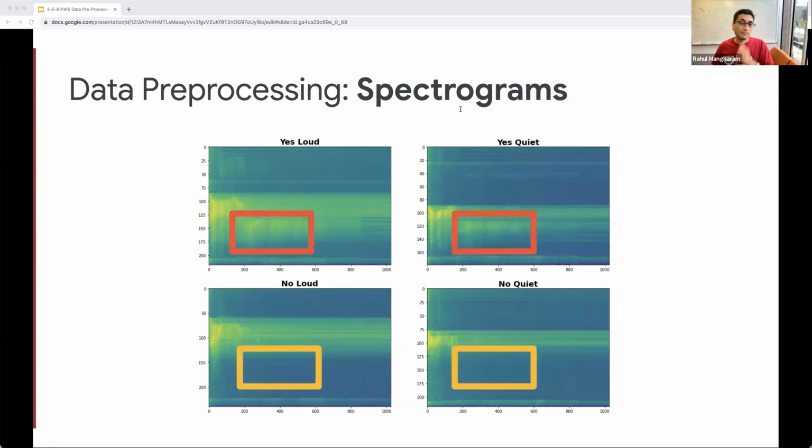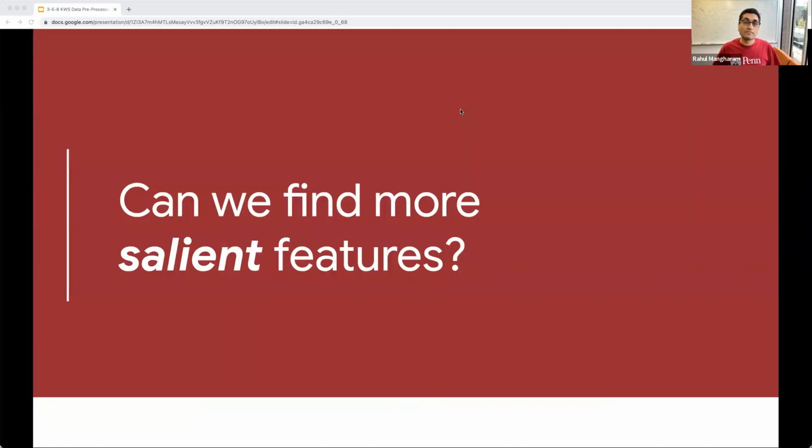Moreover, if you look at the horizontal side, where you have a loud no and a no that's said quietly, look at them. They look similar, even though in the raw form they're quite different. That's the beauty of converting an audio signal into the frequency domain and then looking at it visually through a spectrogram. Can we do even better?